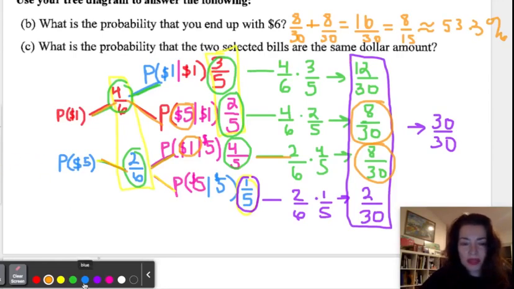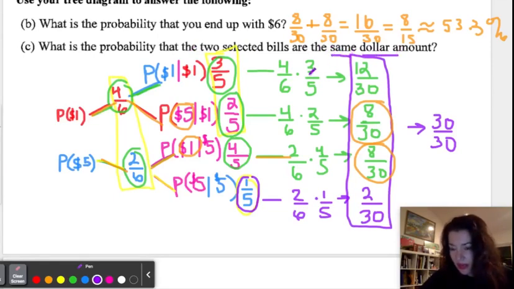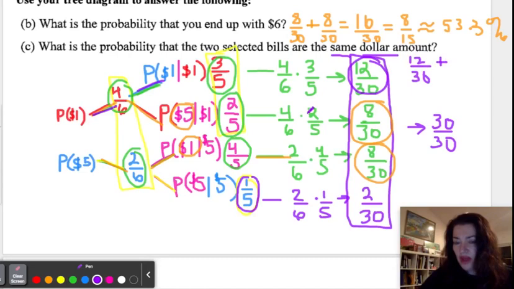All right, let's answer the last question. What is the probability that the two selected bills are the same dollar amount? Well, same dollar amount means I either picked $1 then $1 the second time, or I picked $5 and then $5 the second time. We can see that this means $1, and then I picked the second time $1 here. If I follow this branch right here, that gives us 12 out of 30. And then we're going to look to see where is $5 and $5. That would mean first time I picked $5 here, follow the branch. The second time I picked $5 here. So that would give us 2 out of 30.